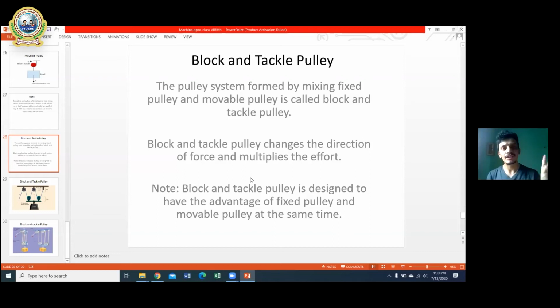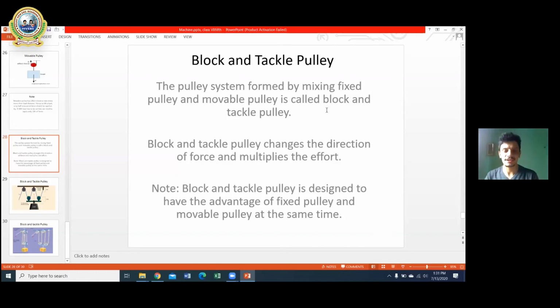If we need both advantages of fixed pulley as well as movable pulley, we can use block and tackle pulley. It is a device that not only changes the direction of force, it also multiplies the effort. It is designed to have the advantage of fixed pulley and movable pulley at the same time. So if we need the advantage of both pulleys, in that case we need to use block and tackle pulley.